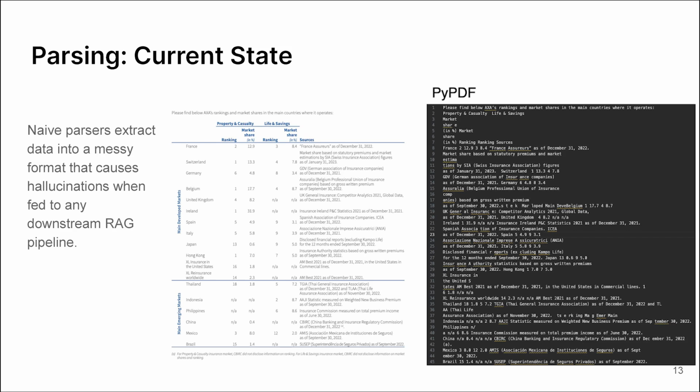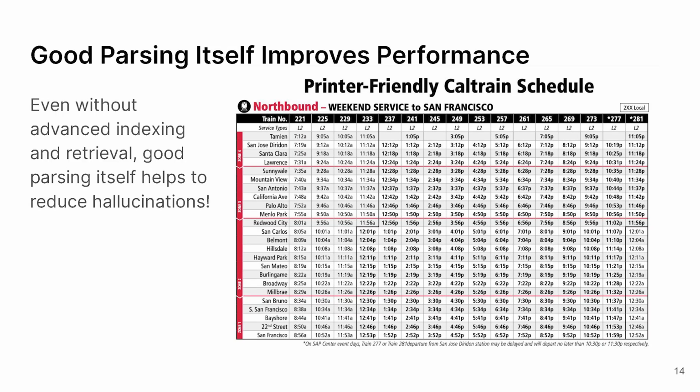Oftentimes we found that no matter how good the downstream LLM is, and we've tested with the state-of-the-art LLMs out there, they're not very good at piecing together information if that information has been jumbled to begin with. So if you have a document or a PDF with a super jumbled table and you ask a question over it, you get back hallucinated answers. Before you even think about indexing, retrieval, or agents, good parsing itself can be a strong baseline to improve performance.